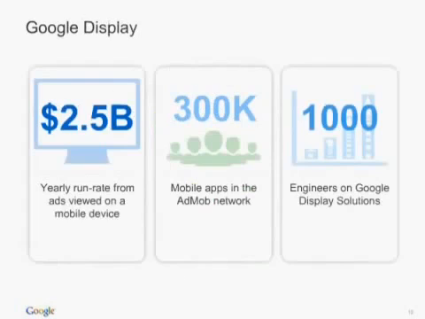Google takes mobile fairly seriously, and it's becoming a very important part of our business. There's about a $2.5 billion yearly run rate from mobile ads at Google. We have over 300,000 mobile apps in our AdMob network, and we have roughly 1,000 engineers working on Google Display Solutions. So you'll see that we have not only the scale, but also the expertise to run a fairly substantial mobile monetization solution platform.